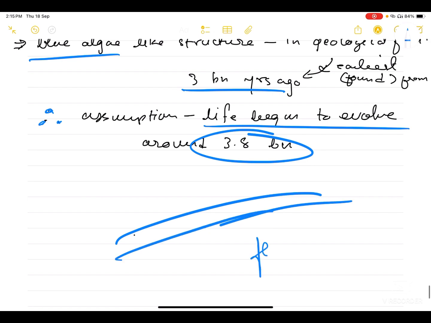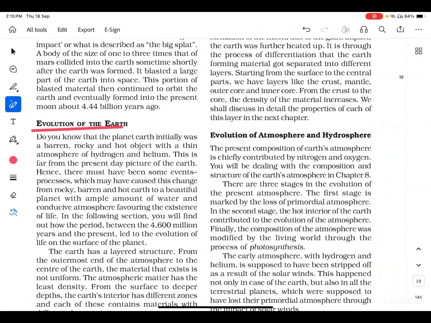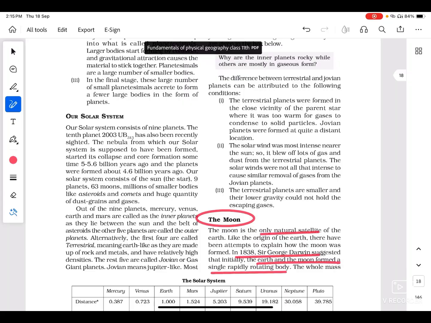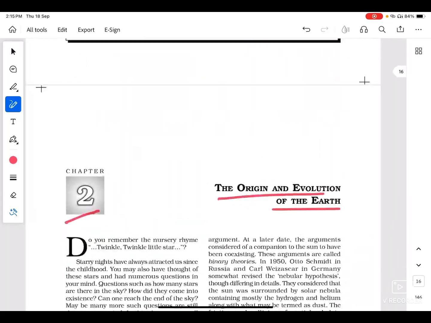That's it. That is the end of chapter 2 of Physical Geography NCERT. Please go through the chapter once. I have explained the major concepts possible, and please go through the chapter.